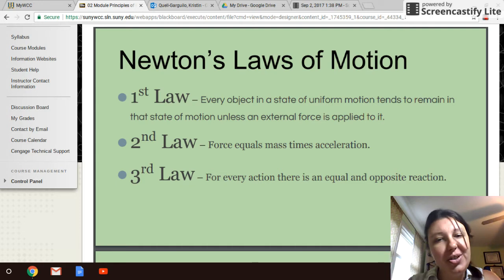The laws of motion, here's the quick write-up of each one. Every object in a state of uniform motion tends to remain in a state of motion unless acted on by an external force.